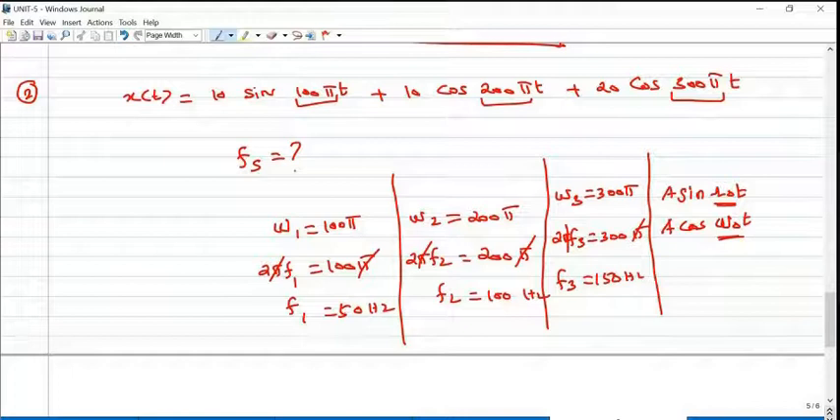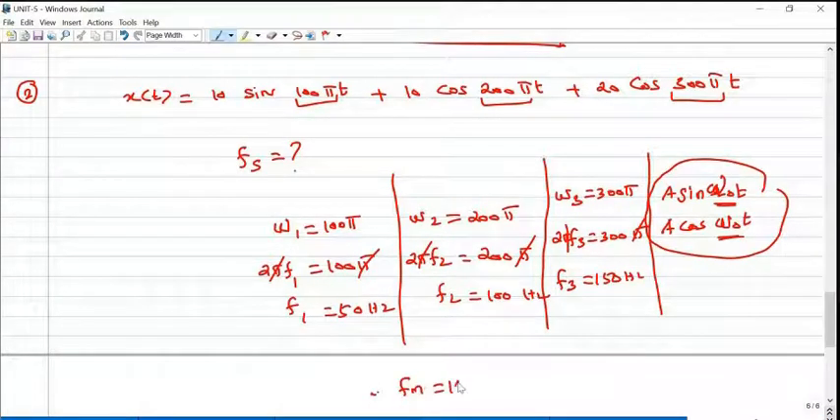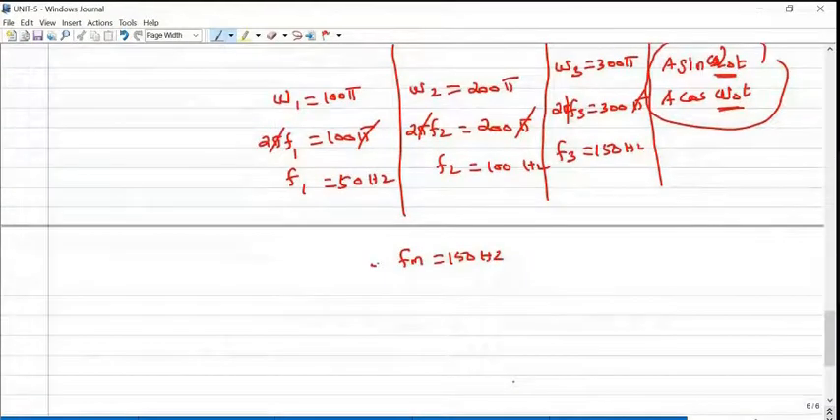Don't assume this is the frequency of a signal. Standard format of sine cos representation is A sine omega naught t. You compare the coefficient of t, that is omega naught. From omega naught, we have to find out the frequency. So 50 hertz, 100 hertz, 150 hertz. So the maximum frequency is 150 hertz.